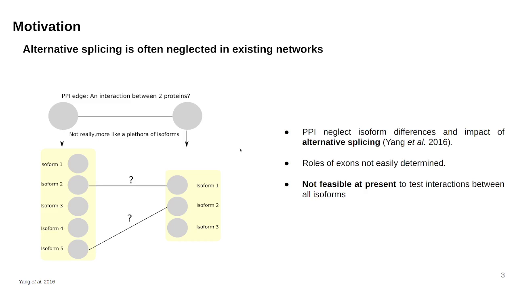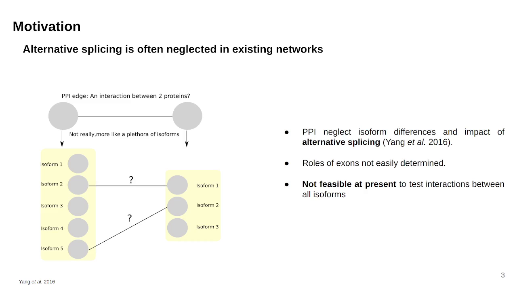So first of all, why are we doing this, why should we look at alternative splicing? Most of us are familiar with PPI networks, where we try to represent interaction between proteins as a graph. However, given an edge in the network, it's not really clear which isoforms are the ones interacting. We know that one gene can make a lot of isoforms that are not necessarily behaving in the same way, so not having the same interactions.